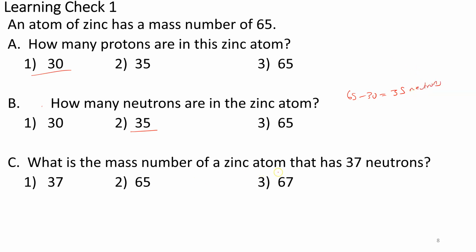What is the mass of a zinc atom that has 37 neutrons? Well, we know our atomic number can't change, right? So your atomic number is always going to be 30. You have 37 neutrons. So your total mass is going to be the addition of those two, so 67.